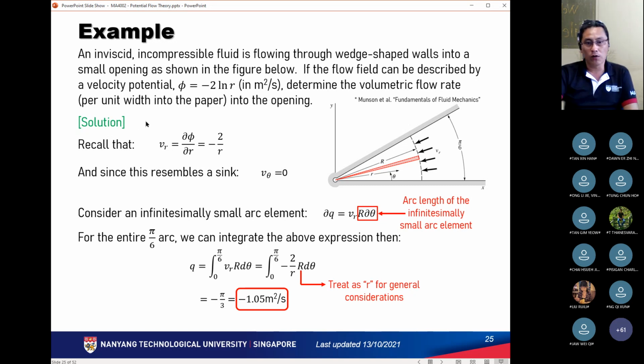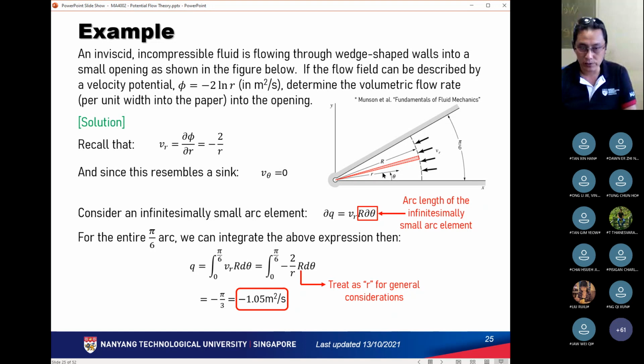Now recall from early on, we can relate the radial velocity component VR with the velocity potential function as del phi by del r. Given phi, we can take this phi function, put it in here, do a partial differentiation, and we get VR equals -2 over r. This shows that VR is inversely proportional to r. Since we are assuming that this is a sink, and the fluid flow only has this radial velocity component, V theta equals 0, and we don't have to worry about V theta.